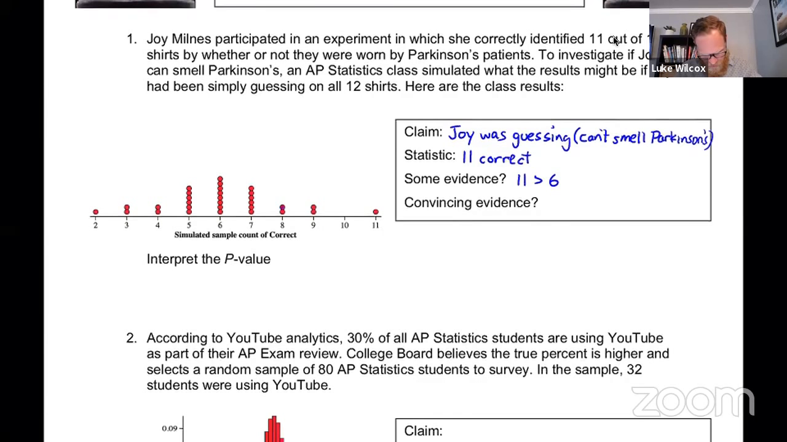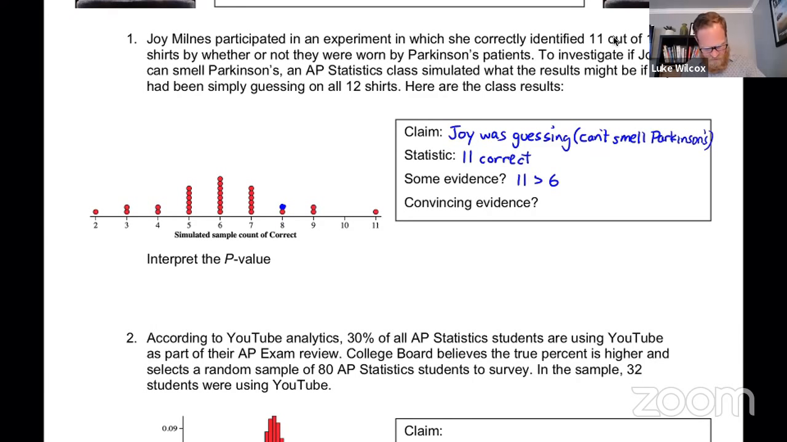So for example, this dot that you see here at 8 means that a student in class did a simulation. They could have maybe tossed a coin 12 times and tried to guess whether it would be heads or tails. Or maybe they had little cutouts of t-shirts, half of them said Parkinson's, half of them said no Parkinson's, and somebody had to simply guess what each one of the 12 was. And for this particular simulation, out of the 12, that person guessed 8 correct just purely by chance, by guessing, right?